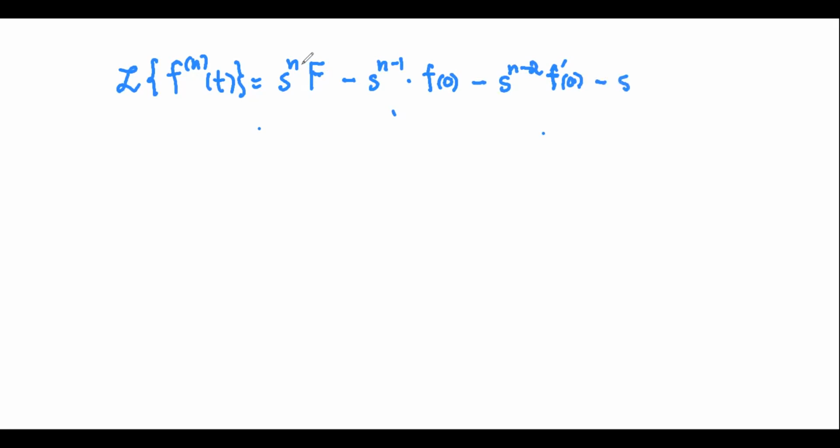You see the power of s is decreasing: n minus 1, n minus 2, and the next can be n minus 3. But the order of the initial condition goes from f, next f prime, the next can be f double prime at 0, and keep going depending on the order n that you start with. So if you start with order n, you end up at the last one as s to the power 0, which is 1, multiplied by the last initial condition, which is f to the n minus 1 at 0.